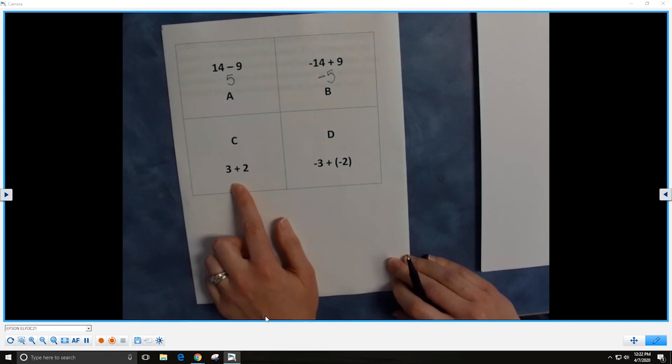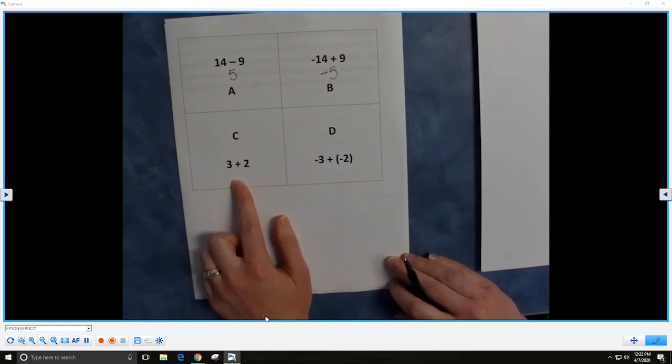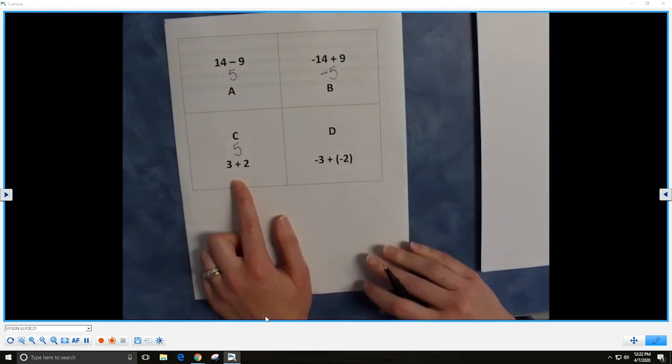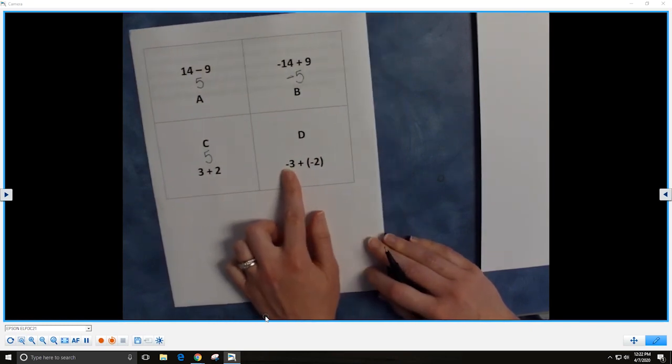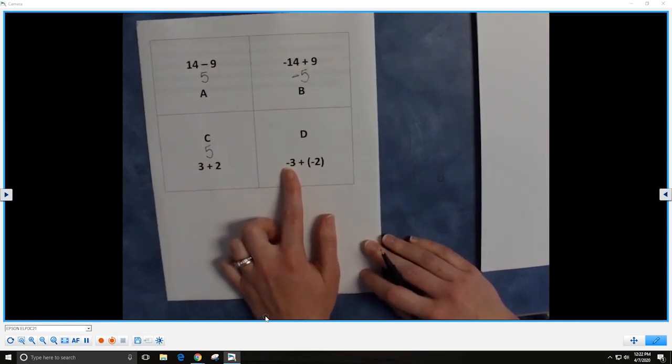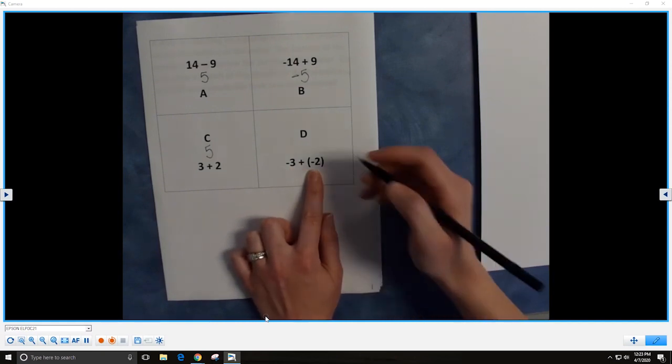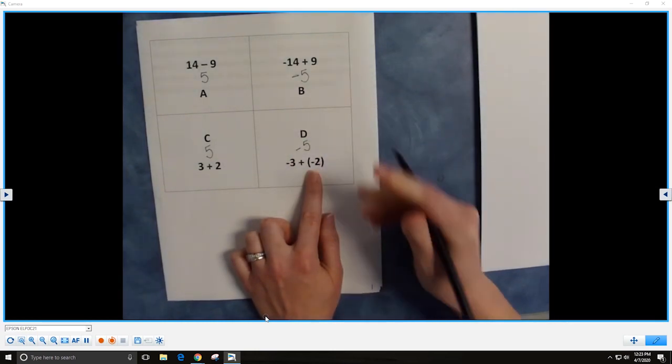Take a look at C. 3 plus 2. Go ahead and simplify that. That's right. It's also 5. Again, this one is straightforward. How about D? Negative 3 plus negative 2. What do you think? How do we think about adding 2 negative numbers? They are both below 0, so the sum will also be below 0. Negative 3 plus negative 2 equals negative 5.